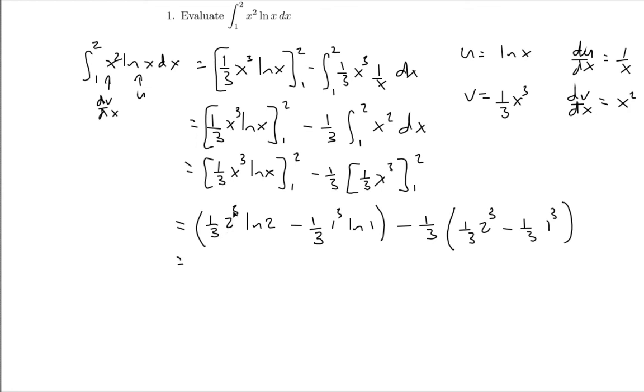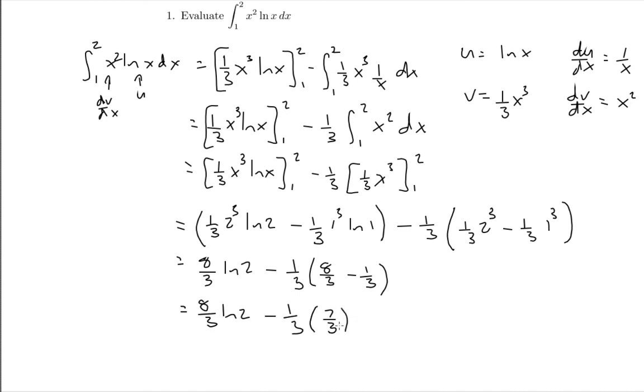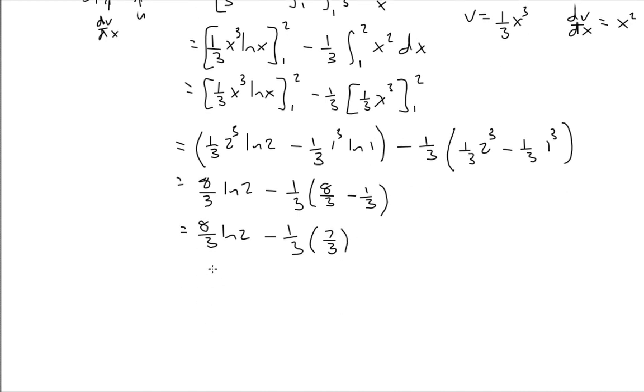And now I can simplify all of this. I have 1/3 2 cubed is 8, so this becomes 8/3 ln 2. This ln 1 is just 0, so this whole term goes away. Minus 1/3, and then what do I have in here? This becomes 8/3. I have 8/3 minus, this just becomes 1/3. So the inside of here becomes 7/3. This becomes 8/3 ln 2 minus 1/3. Of course, there's 7/3 in here. And so at the end of the day, the final answer to this definite integral is 8/3 ln 2 minus 7 over 9.